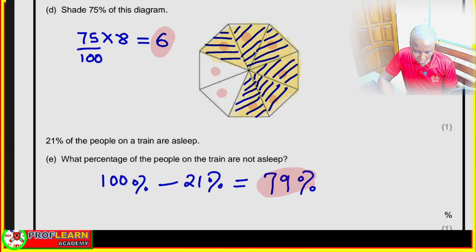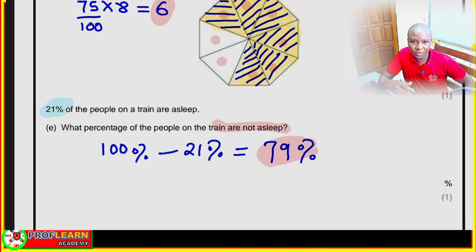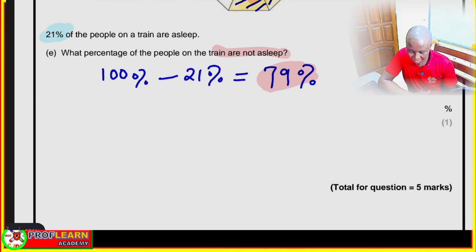You are also told to find the percentage of people on the train who are not asleep, because you are told the people who are asleep are 21%. So the total number of people on the train is basically 100%. If the people who are sleeping are 21%, then we can subtract that from 100 to get the answer.